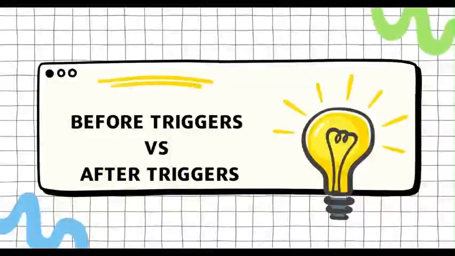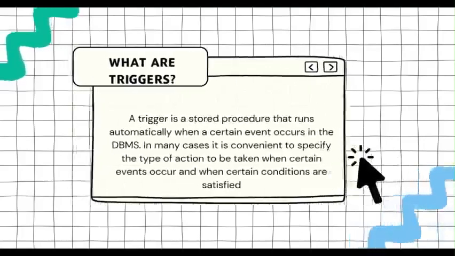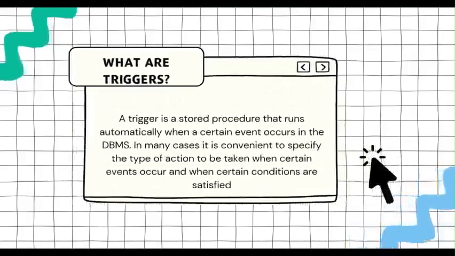Hello, and my topic of presentation is before triggers versus after triggers. So, what are triggers? A trigger is a stored procedure which runs automatically when an event occurs in a database management system. Triggers have special properties by which we can call a trigger either before or after running the stored procedure.